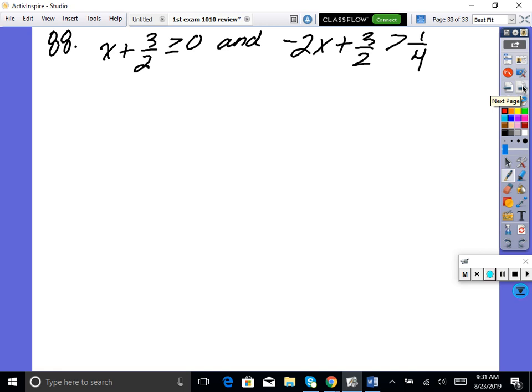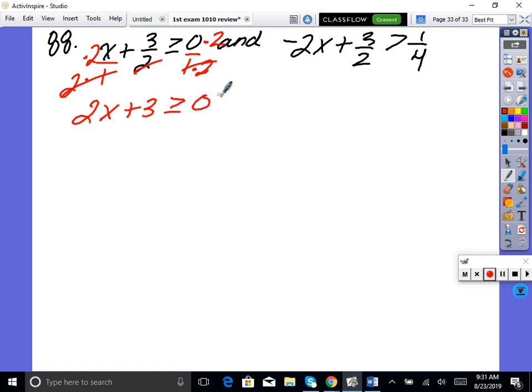So let's go ahead and solve. So I get a common denominator. So I'm going to times by 2, times by 2, times by 2, times by 2. So I would have denominators can now be ignored. 2x plus 3 is greater than or equal to 0. 0 times 2 is 0. Subtract 3. 2x is greater than or equal to negative 3. Divide by 2. X is greater than or equal to negative 3/2.